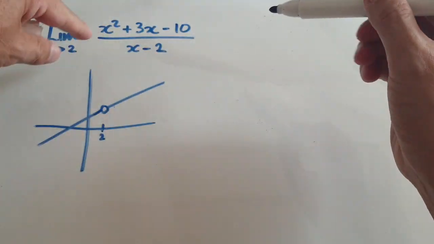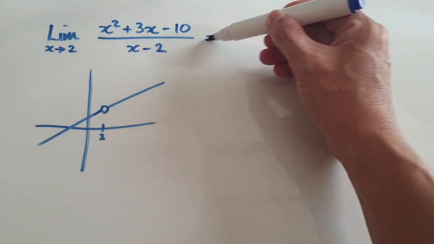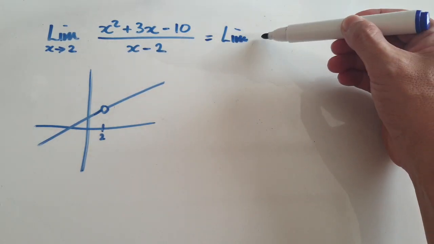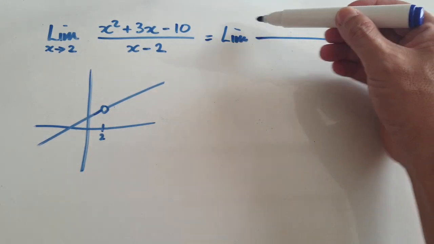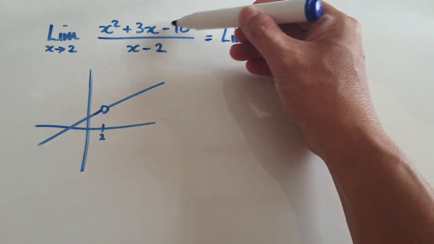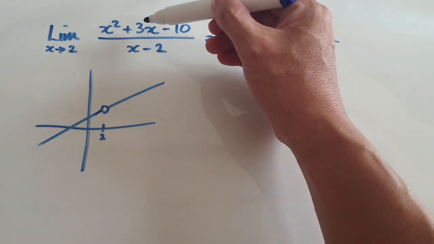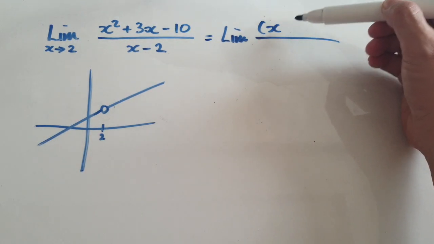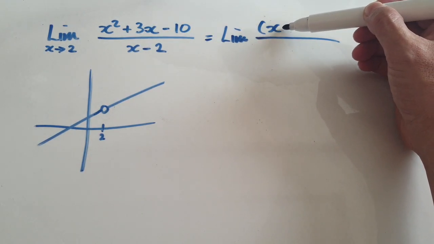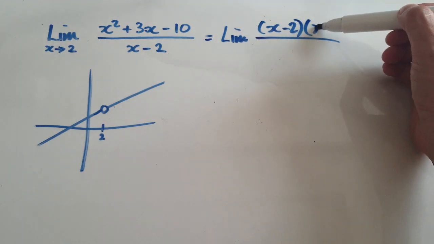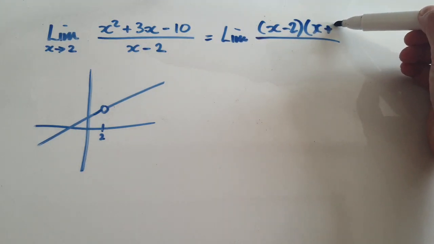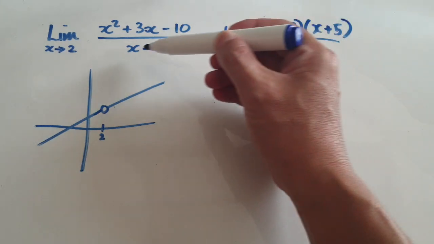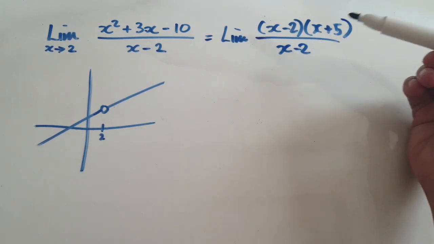In this case, we need to factorize in order to find the limit. So you would factorize the numerator. It turns out to be two numbers multiplied together to give you 10. You have to be able to create a 3. It turns out to be x minus 2 and then x plus 5. And then down here, it stays the same.